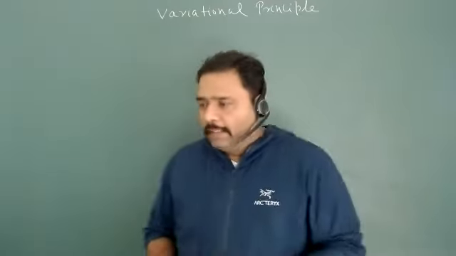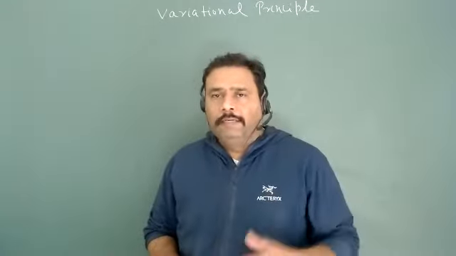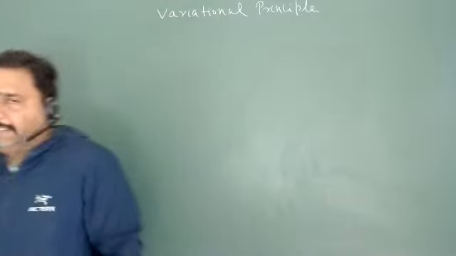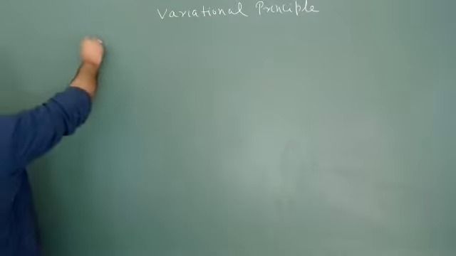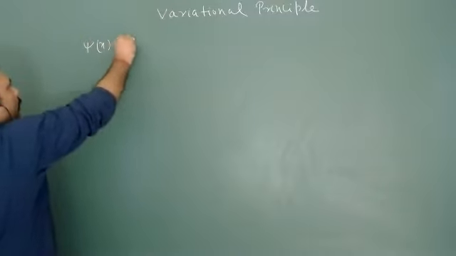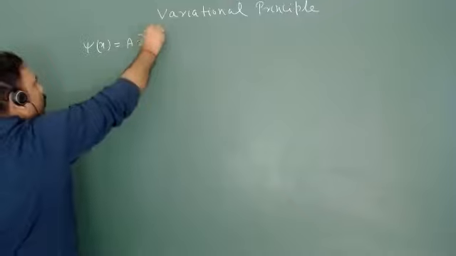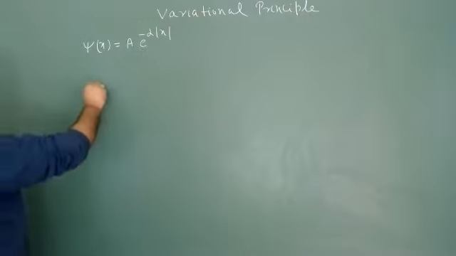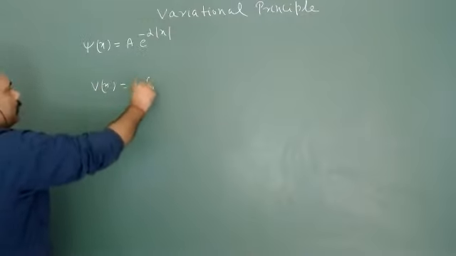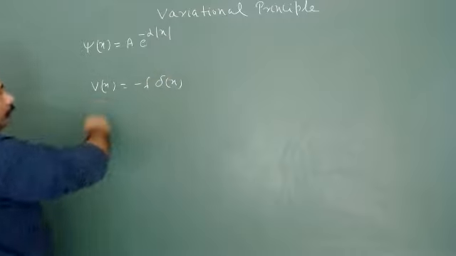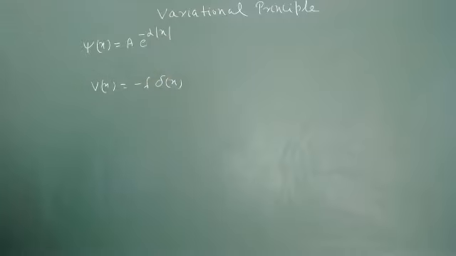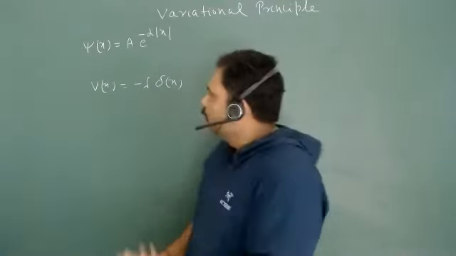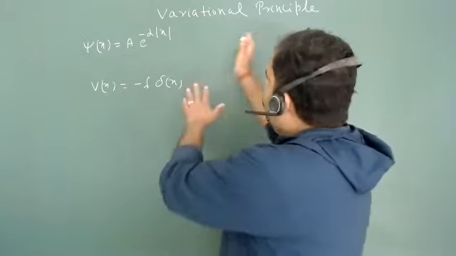So let's go for a problem which I have given you in a homework. So what was that problem? That is psi(x) = A e^(-alpha|x|). Now this is my guess wave function for the potential V(x) = -lambda delta(x). So this is my guess wave function. So obviously we have to calculate the energy with the method of variational principle.